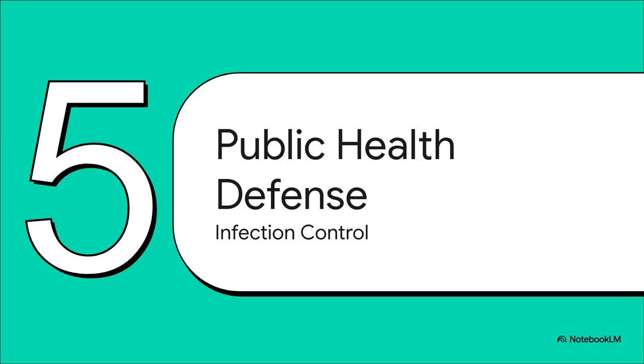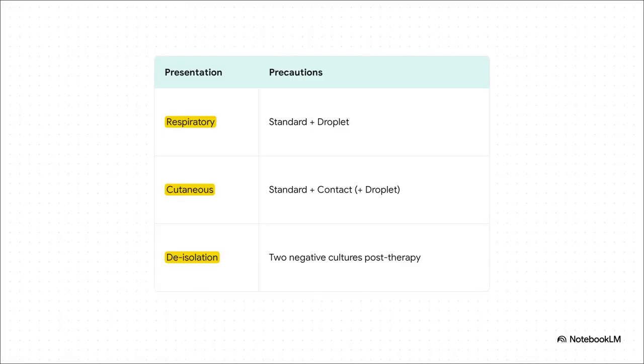Okay, let's pull back from the bedside and the lab bench for a minute and look at the big picture. Because even a single case of diphtheria triggers a massive public health response. So what does that defense look like? In the hospital, infection control is strict and it depends on the site of infection. Respiratory diphtheria means droplet precautions. The cutaneous form means contact precautions.